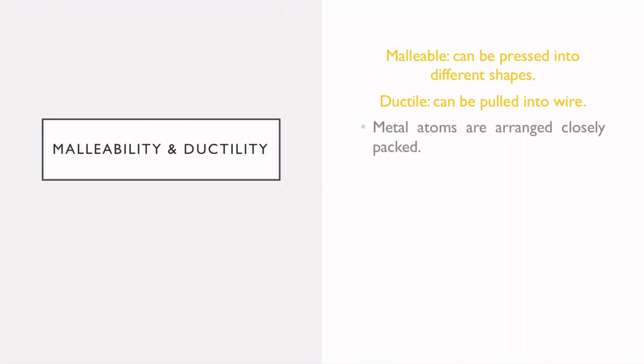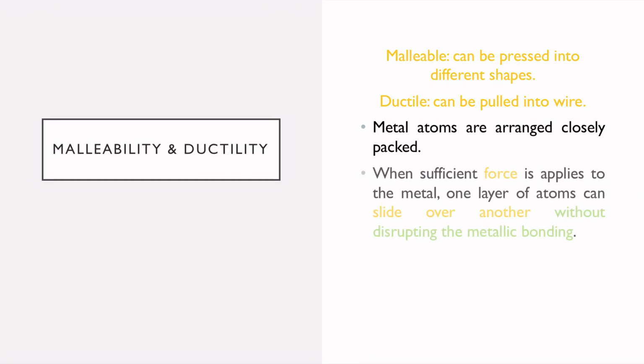So, firstly, what is malleability and ductility? Malleable means it can be pressed into different shapes. Ductile means it can be pulled into a wire. Right. So, metal atoms are arranged closely packed. So when sufficient force is applied to your metal, one layer of atoms can slide over another without disrupting the metallic bond.